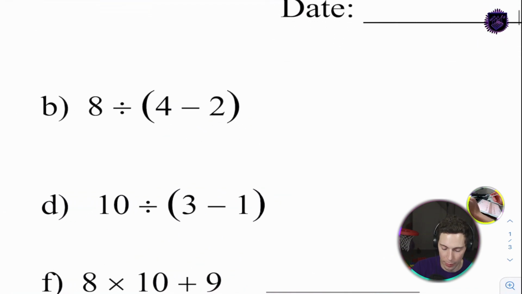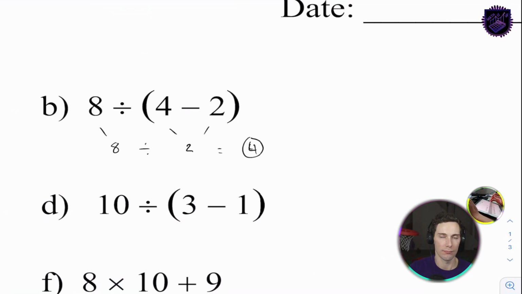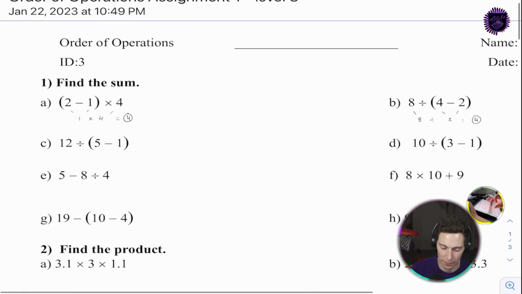1B. Here's some more brackets. So we got to do the brackets first, of course. 4 minus 2 is going to be 2. We then drop down our 8 and our division symbol. 8 divided by 2 is, of course, going to equal 4. That's it. Not too difficult so far.